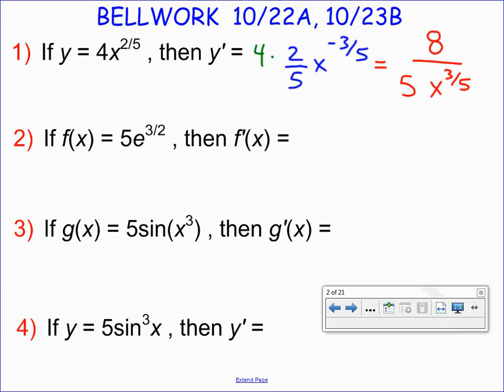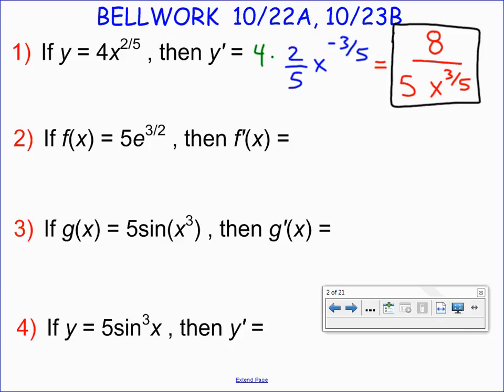Go ahead and check your answer. Raise your hand if you had the same as the red, 8 over 5x to the 3/5. Good, so you can still subtract 1 from your exponent when applying the power rule, whether that's a fractional exponent or not. I'm going to go ahead and box this so it's PDFable. Striving for PDFable.